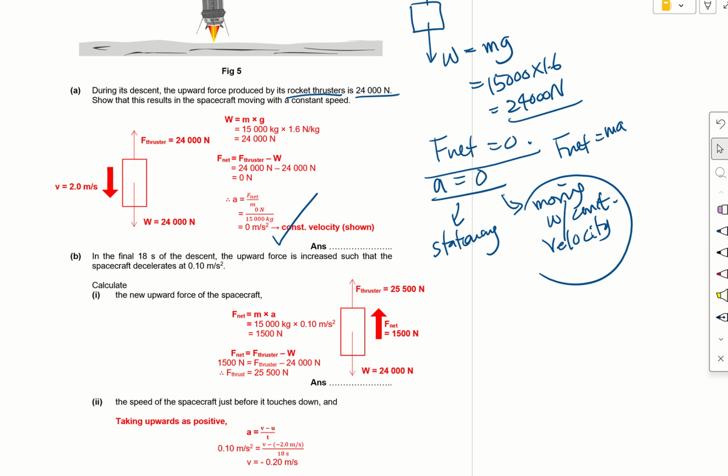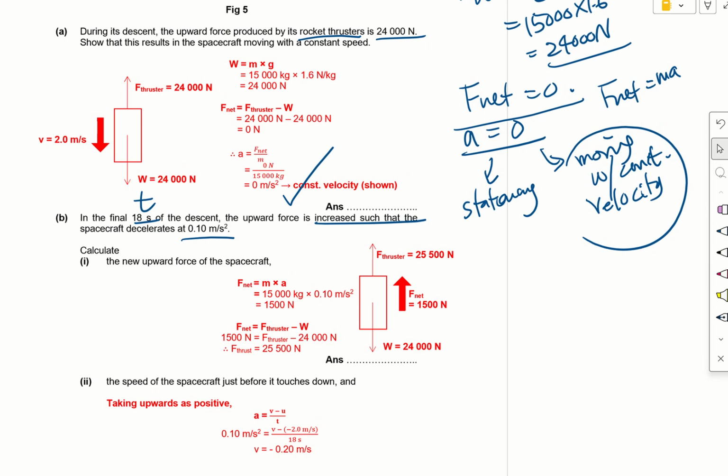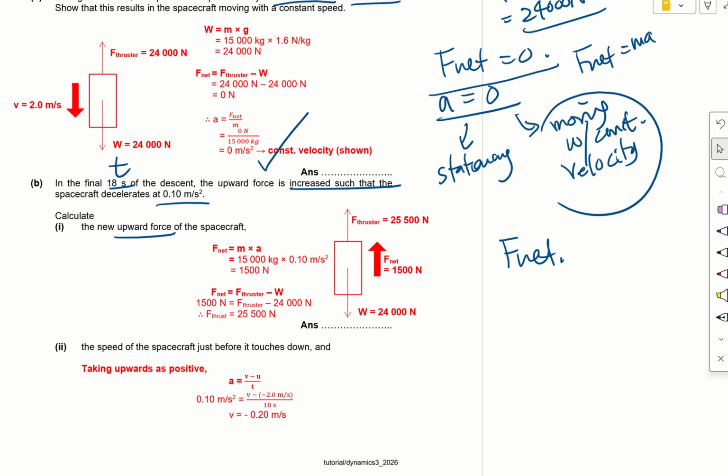Okay, in the final 18 seconds of the descent, so this will be my T, the upward force is increased such that the spacecraft decelerates at 0.10. Whenever there's acceleration or deceleration, there will now be F net. They want us to calculate the new upward force. So let's calculate the new F net.